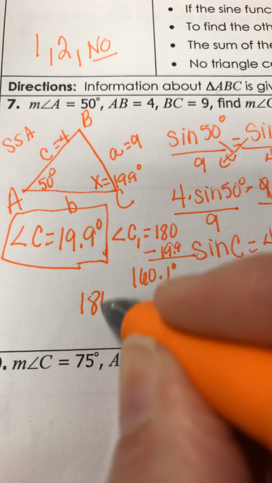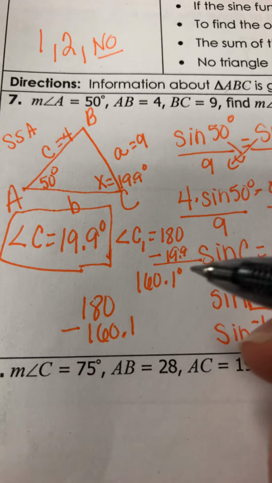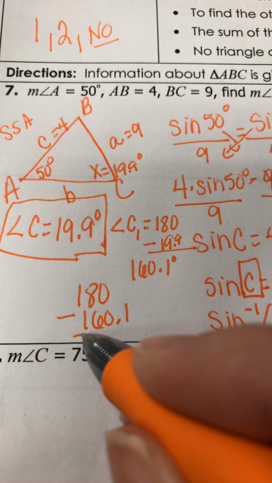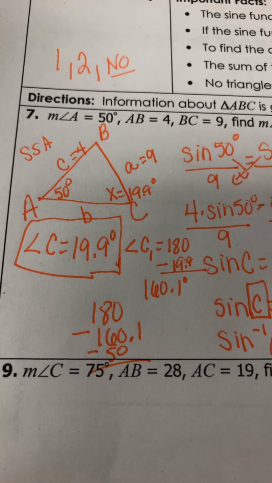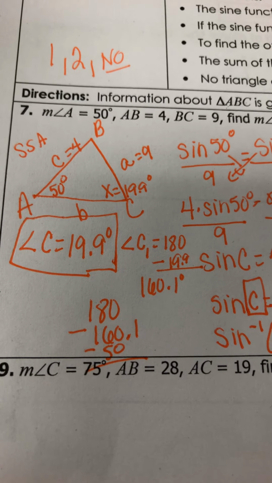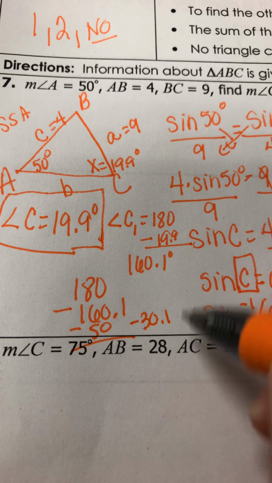So a triangle is 180 degrees, and I'm going to subtract 160 and 1/10 and the original angle that I was given, which is 50. Okay, so if you do 180 minus 160 and 1/10 minus 50 degrees, you're going to see that this is a negative angle, -30 and 1/10.